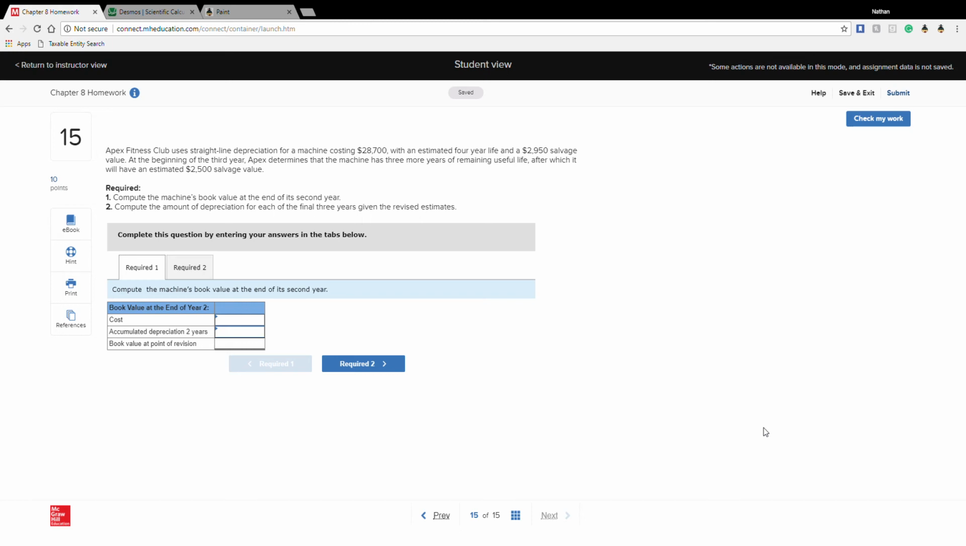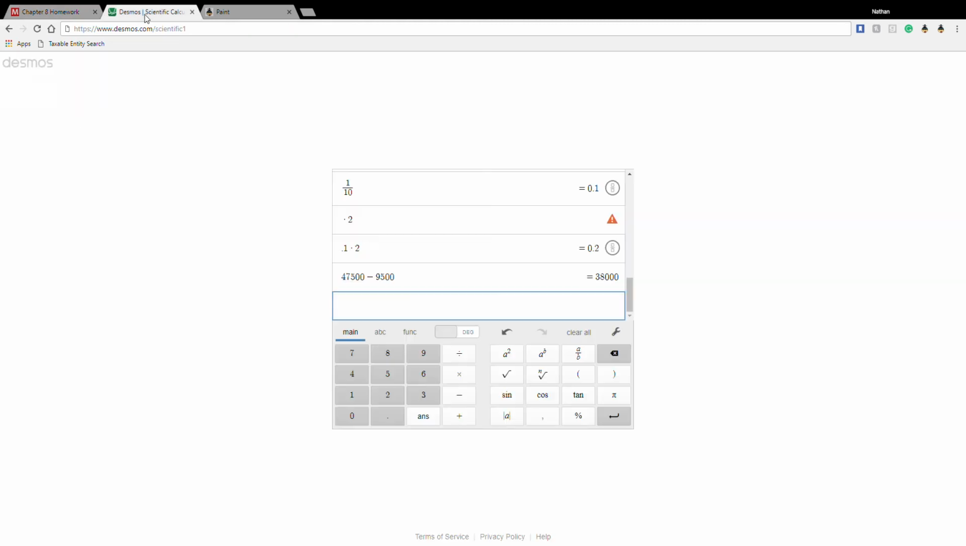Alright, so let's see what's going on. Compute the machine book value at the end of its 2nd year. Okay, and then compute the amount of depreciation for each of the final 3 years, giving the revised estimate. Okay, so we're using straight line. So again, straight line, as we know, is the cost minus the salvage value. We are not focused on this one. We're only focused on the original.